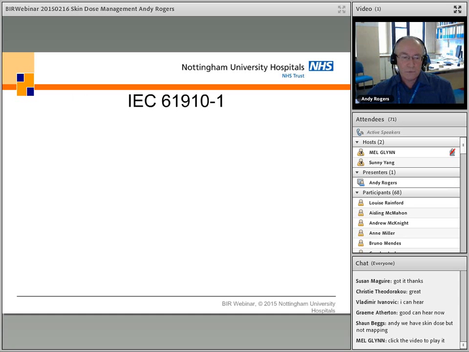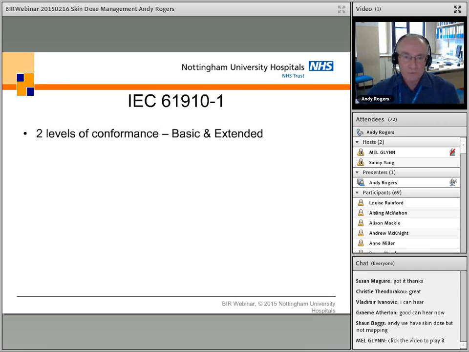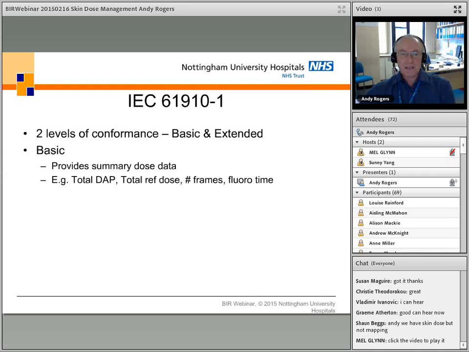What it really was saying was there were two levels of conformance with this standard. A basic standard, which was your summary dose, the sorts of things with a bit of extras that you might find in a modality performed procedure step in DICOM. But it was the total DAP, the total reference dose, the number of frames, the fluoroscopy time, etc. Quite useful overarching metrics from a fluoroscopy and radiography perspective.